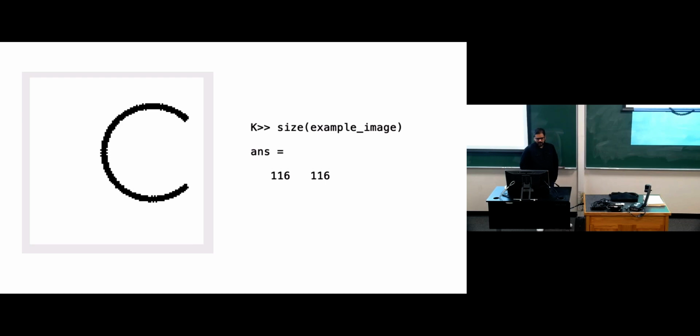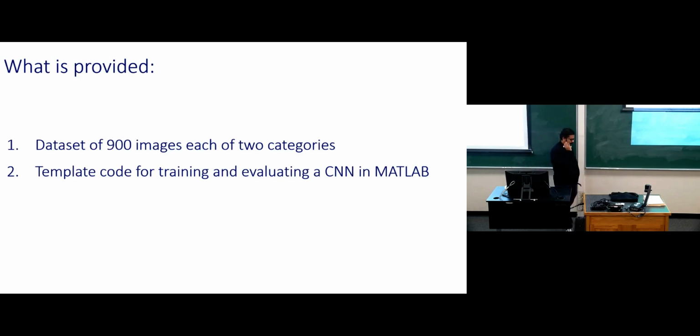So all images are 116 by 116 square pixel bitmap images. Bitmap just means that either a pixel has a value 0 or 1. If I recall correctly, all the white pixels have value 1 and the black pixels have value 0. You can also see that the circle actually has some thickness to it, which might not be consistent in all the training images. So what is provided to you is a data set of 900 images of each of the 2 categories. And we also provide you some template code for setting up the training and evaluating your CNN.